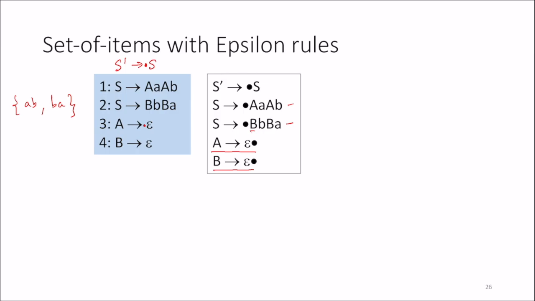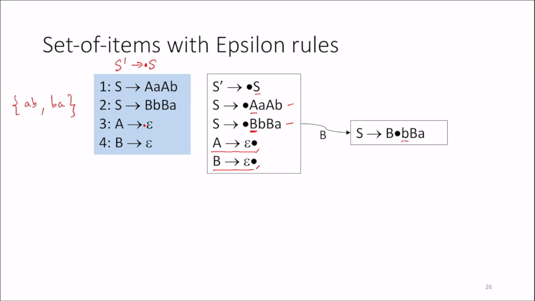Let's compute the successor on this. The successor here can either be on an S or an A or a B. Those are the only choices. This dot is right at the end, so there's no successor possible for them. So let's look at the transition on B. When I compute the successor on B, I move the dot across the B, and now the dot is before the terminal symbol B.